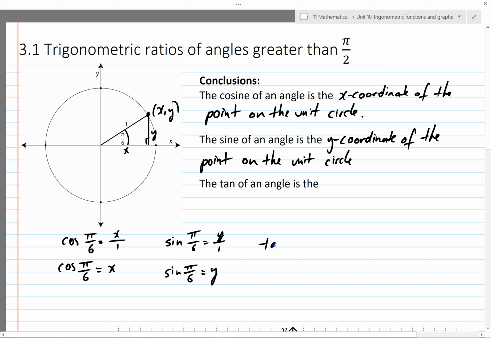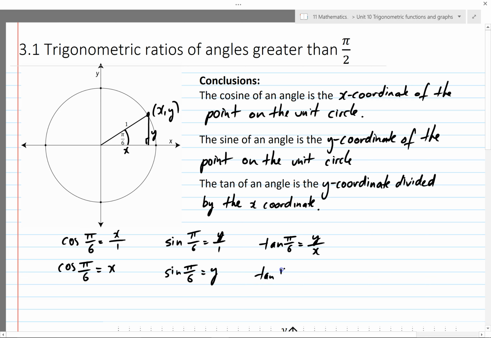And what about tan? Let's have a look. What's tan of pi on 6? Well, from the point of view of pi on 6, opposite side is y, adjacent side is x. Can't really do much here, but I can write that the tan of the angle is the y coordinate divided by the x coordinate. Another little interesting one while we're here: I could think of tan pi on 6 as being the y value, so sine pi on 6, divided by the x value, which is cos pi on 6. But that's just for your interest. We'll look at that later on. So that's pretty cool. We've got those 3 facts established.